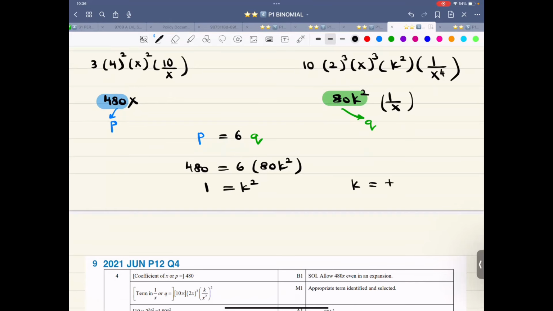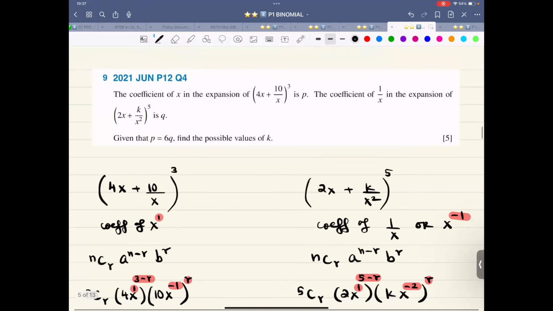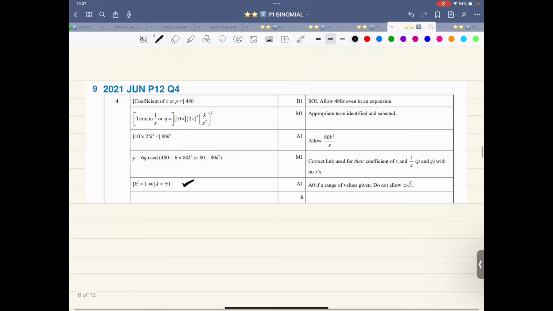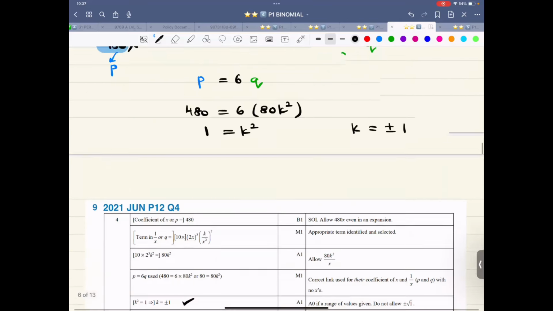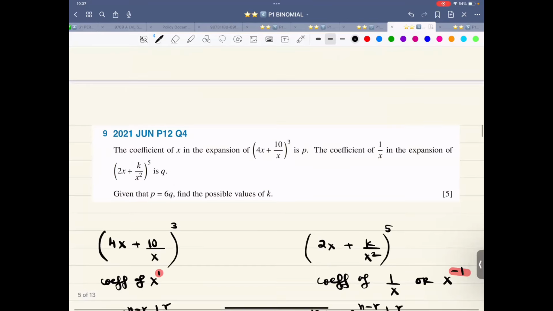Therefore, k is positive, negative 1. Are they asking for the possible values? Yes. All good, all clear? So I think 2 questions are more than enough for binomial.